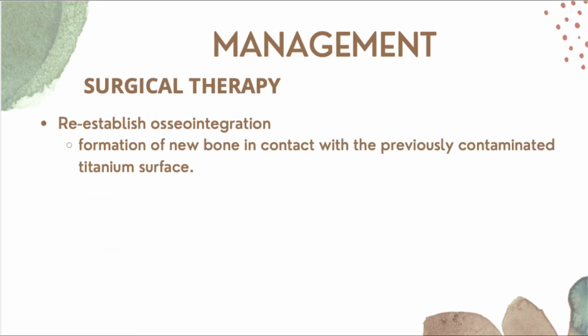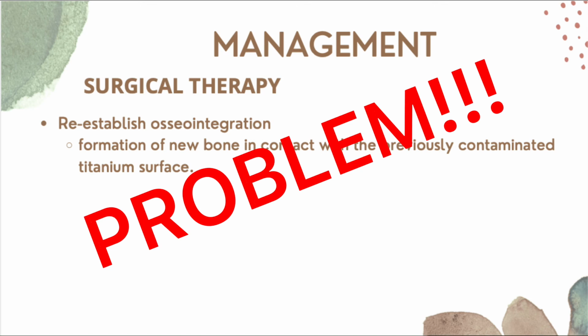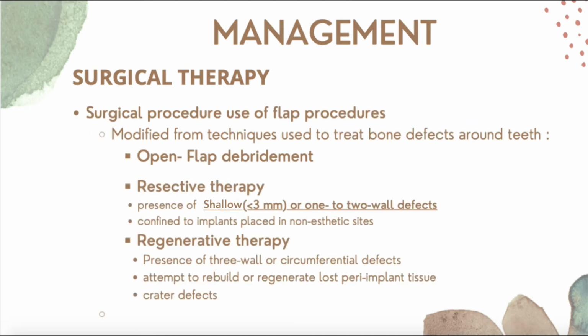For surgical therapy, it includes the re-establishment of osseointegration, or in simpler terms, the formation of new bone in contact with the previously contaminated titanium surface. Now, the problem with this is that re-osseointegration to a once contaminated implant surface is actually difficult, and the outcome of such regenerative procedures is difficult to predict. Surgical procedures are used to treat bone defects around teeth, and this includes, first, open flap debridement, which is more effective in the treatment of periimplantitis than closed debridement.